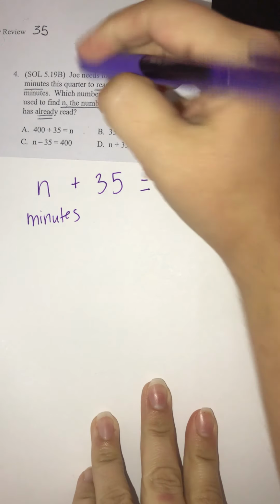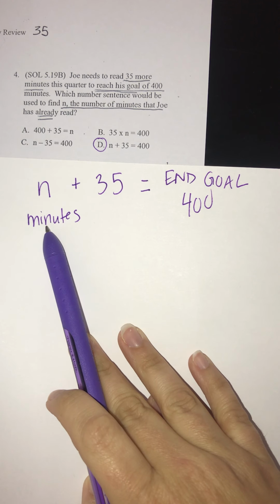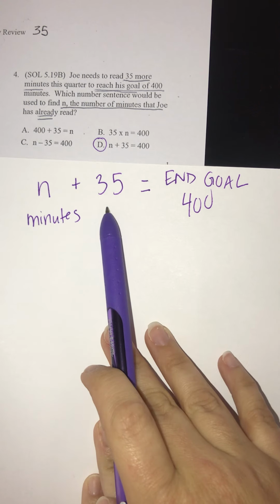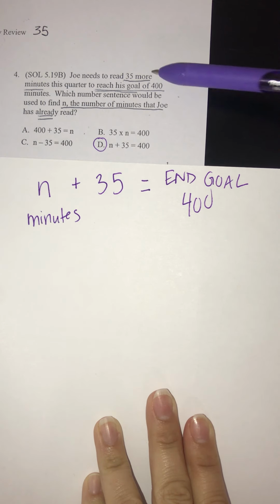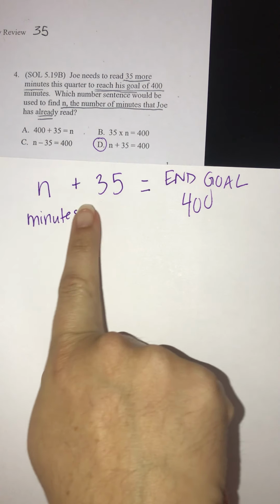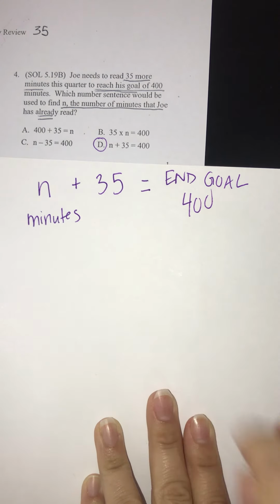Okay, so the only expression that matches that is D. So the number of minutes that I've already read plus the 35 more I need to read will give me my goal of 400. And then you would solve that if you wanted to solve it. You would just subtract 35 from 400, and that would give you the answer for N. Okay? All right, last one.